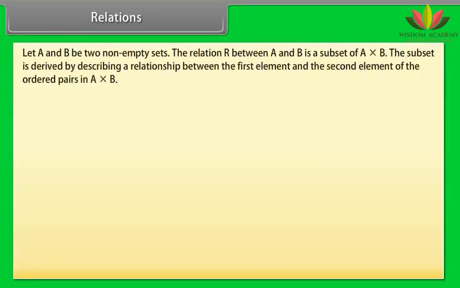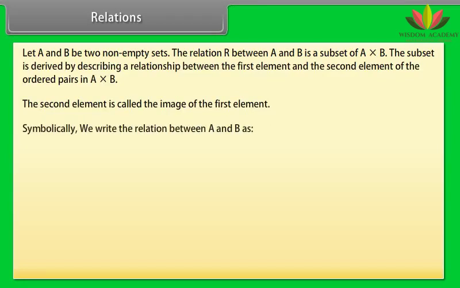Relations: let A and B be two non-empty sets. The relation R between A and B is a subset of A cross B. The subset is derived by describing a relationship between the first element and the second element of ordered pairs in A cross B. The second element is called the image of the first element. Symbolically, we write the relation between A and B as: a relation from set A to set B exists if and only if relation R is a subset of the Cartesian product of A and B.